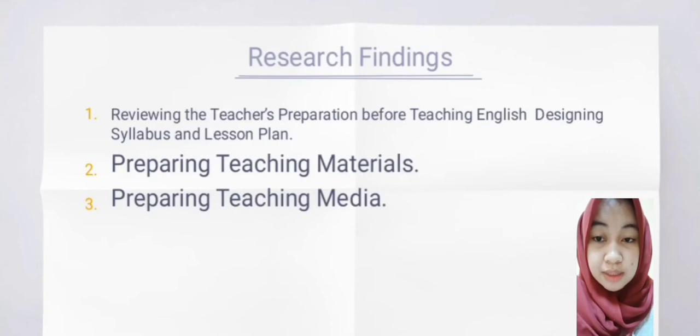The first one is reviewing the teacher preparation before teaching English. Design syllabus and lesson plan. The class observation and interview with the teacher and the headmaster reveal the combined two curricula in the teaching learning process, namely the national curriculum.